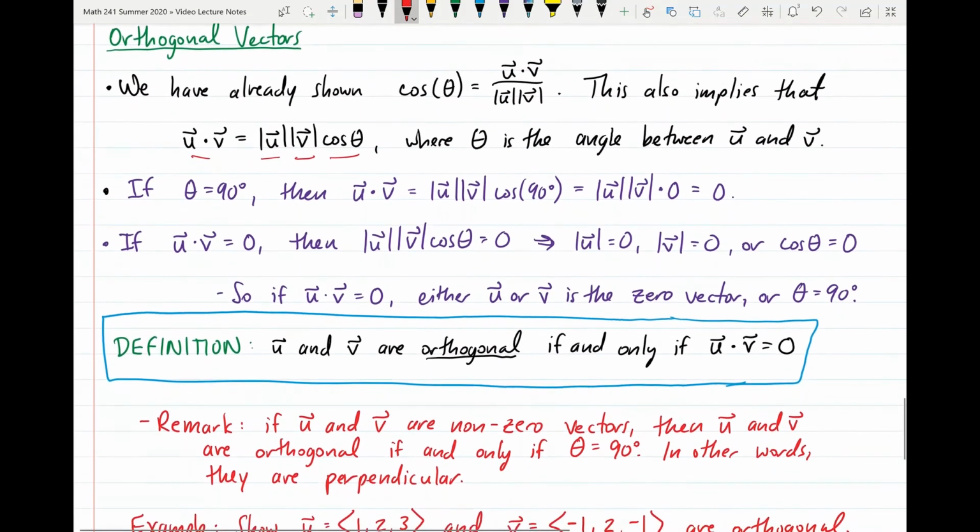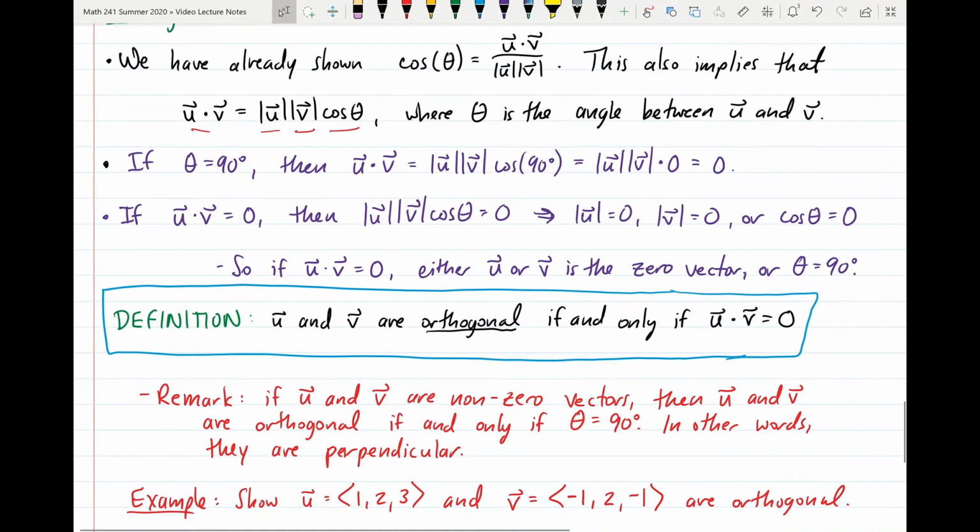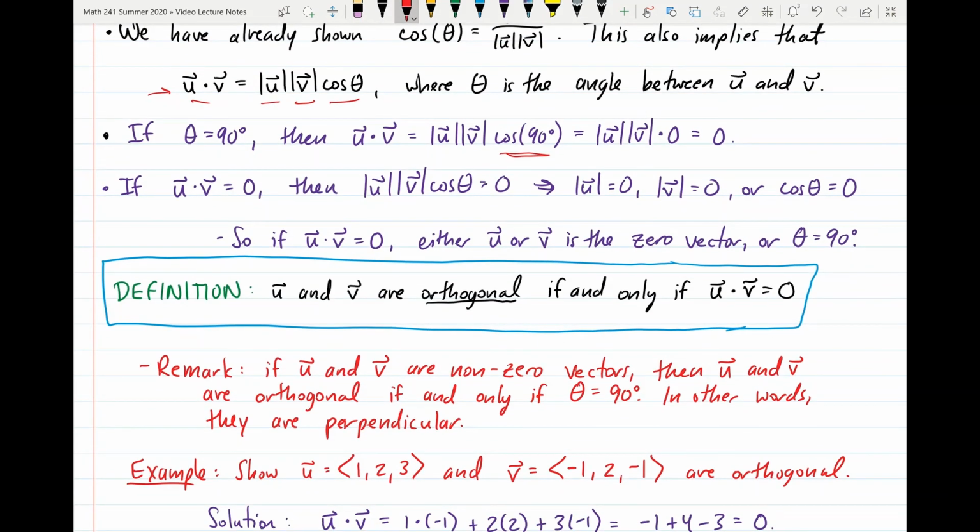So let's do a little bit of math exploration here. If theta is equal to 90 degrees, then using the equation that I just referenced up here, u dot v is equal to the magnitude of u times the magnitude of v times the cosine of 90 degrees. But the cosine of 90 degrees is equal to 0, and this of course implies that our dot product is equal to 0. On the other hand, let's assume that the dot product of u and v is equal to 0. Then the magnitude of u times the magnitude of v times cosine of theta is equal to 0, which implies that either u is the 0 vector, v is the 0 vector, or cosine of theta is equal to 0.